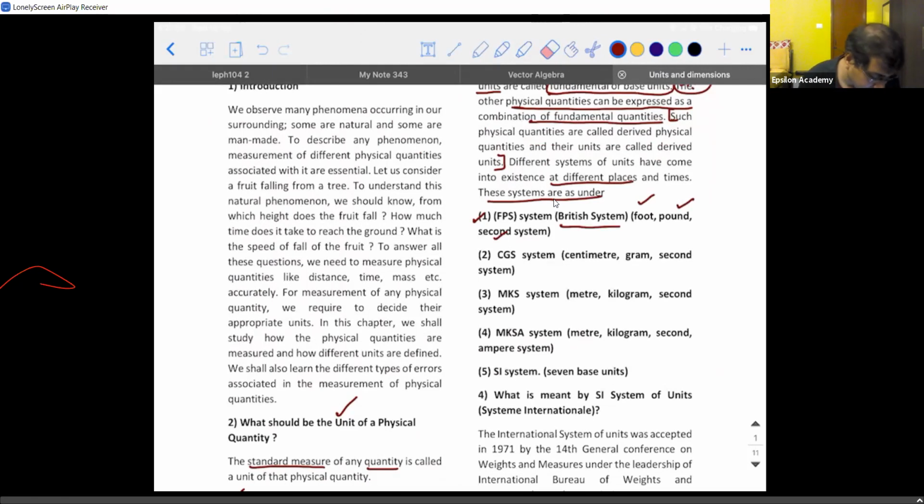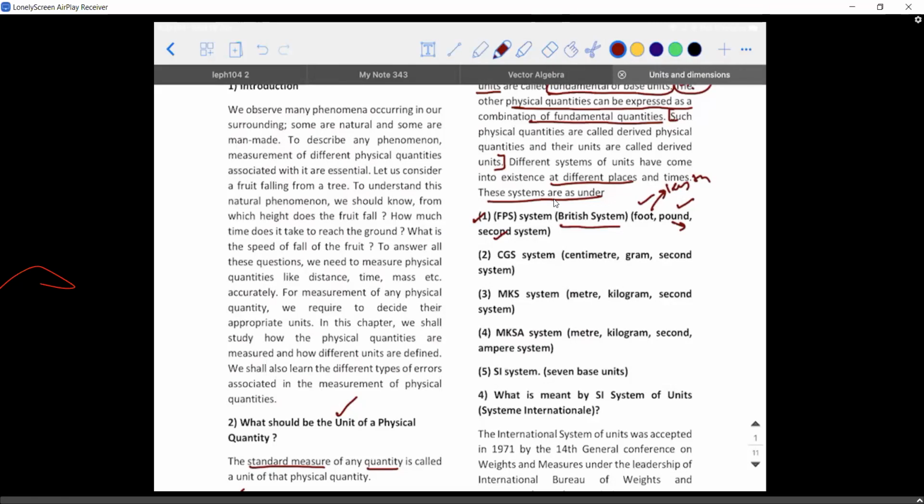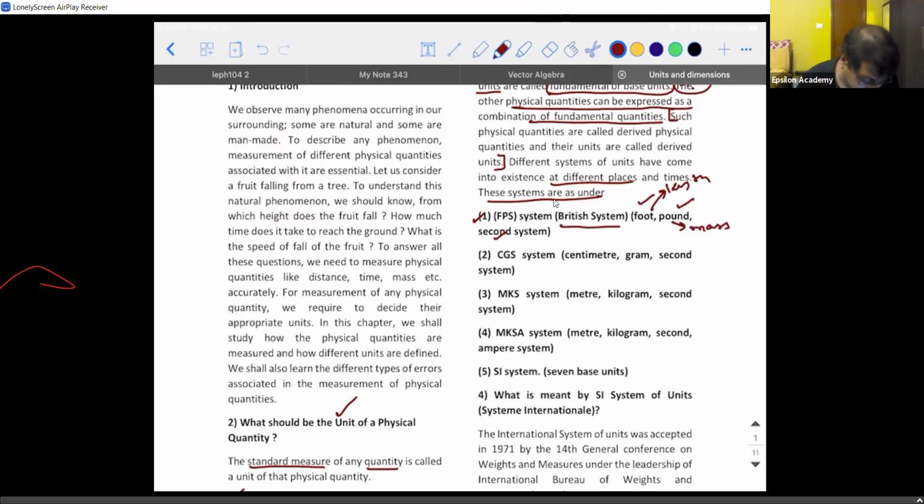Right? Foot is measured for length. Pound is measured for mass, not weight. Okay, don't make that mistake. Second is measured for time.